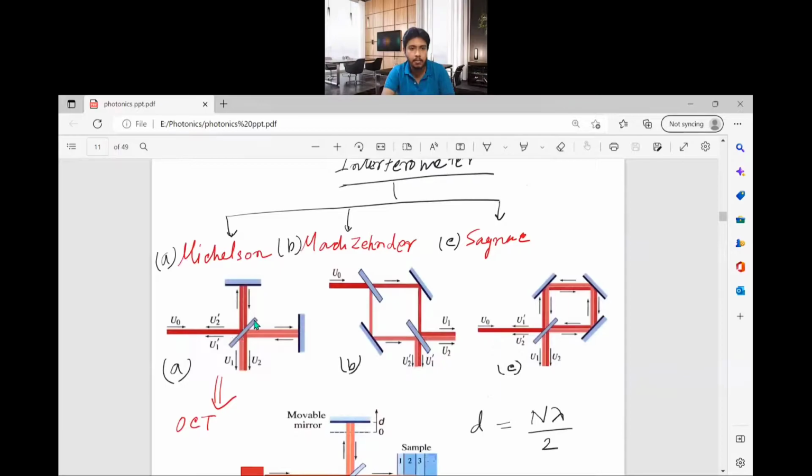So the incident light is there. This is the beam splitter. It will split the beam into these two directions. You have these mirrors. This one is mirror one, this is mirror two. The light is reflected back to the beam splitter, it will combine, and we will get the output from here.